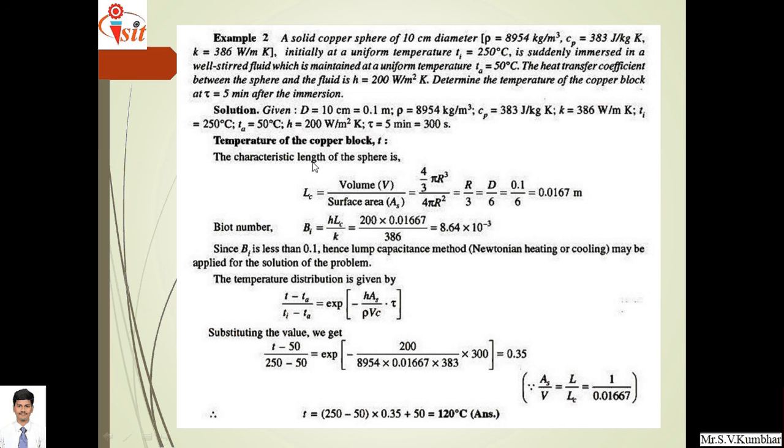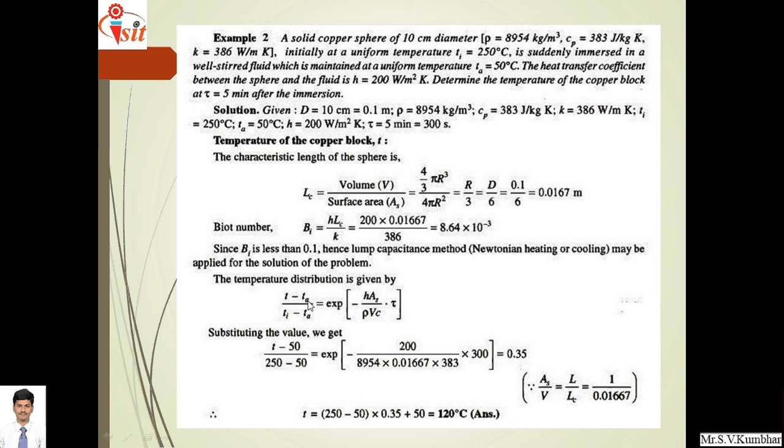First of all we have to calculate Biot number. If Biot number is less than 0.1, then and only then the temperature distribution for lumped heat system analysis should be used. So as it is a sphere, we can directly use the characteristic length for sphere, r by 3, that is 0.1 divided by 6, that is 0.0167. After calculating its characteristic length, find out Biot number, h Lc upon k. Biot number is 8.64 into 10 raised to minus 3. Now here in this case also Biot number is less than 0.1, hence lumped heat system can be used.